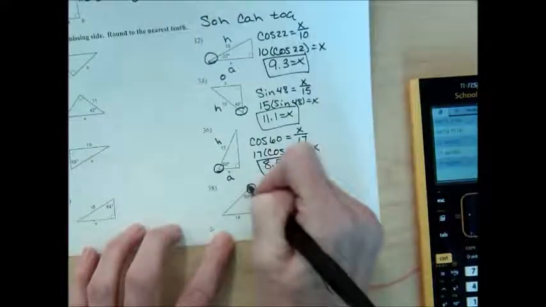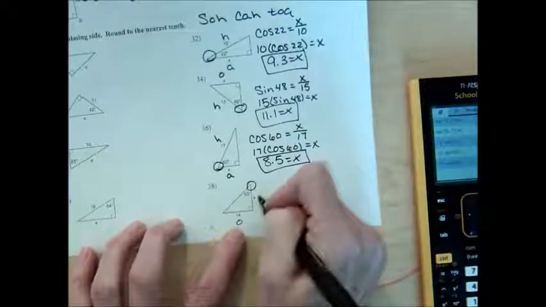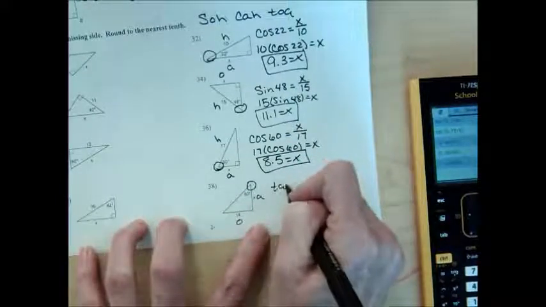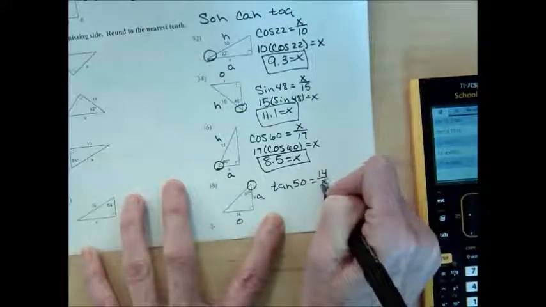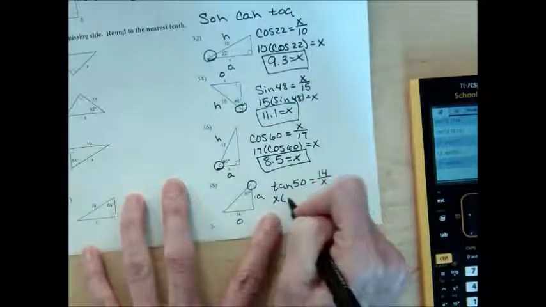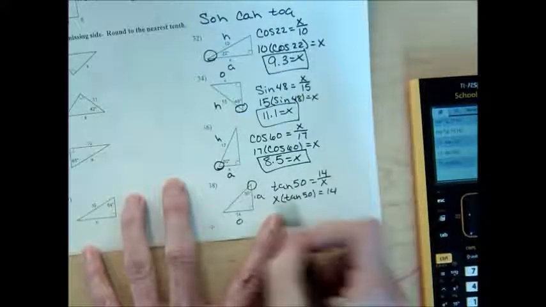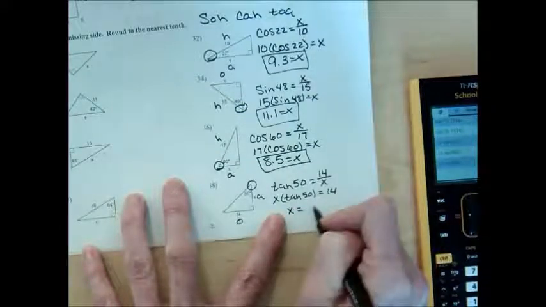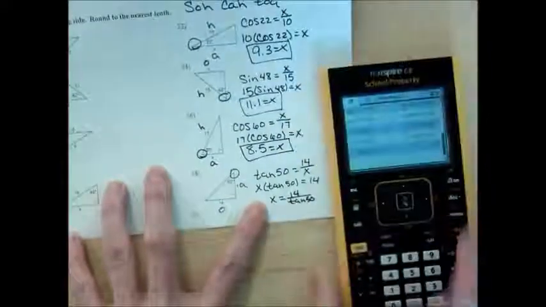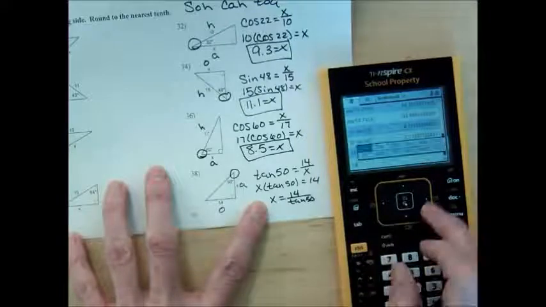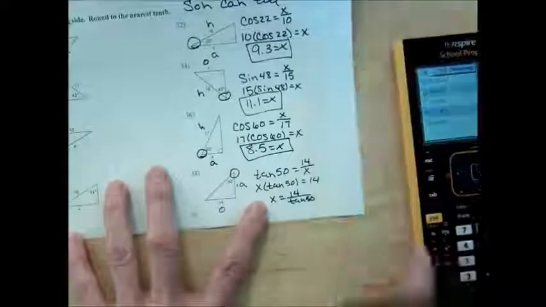Alright, I'm going to circle my angle, label my sides. 14 is opposite, x is adjacent, opposite and adjacent is tangent. So my tangent of 50 is opposite, which is 14, over adjacent, which is x. I multiply both sides by x, so I get x times the tangent of 50 equals 14. Now I have to divide by the tangent of 50, so x equals 14 divided by the tangent of 50. We've done this before, so I'm working fast. That gives me 16.7.